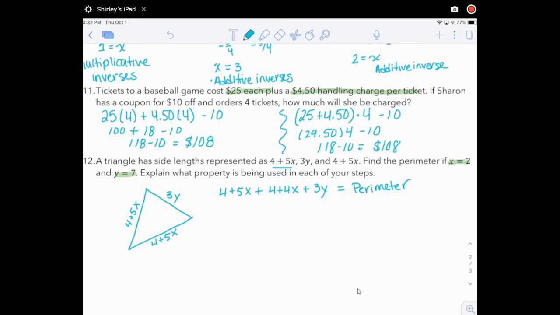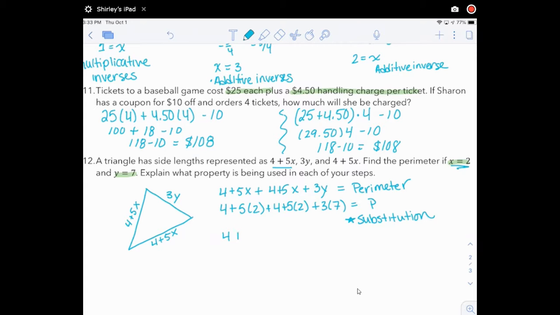At this point, I know some values. I know that x is equal to 2, so I can say that 4 plus 5 times 2 plus 4 plus, I wrote this wrong up here, huh? Plus 3, be careful now that I notice that's a y, I have 7, equals, again, my perimeter. So what did I use there? That was my substitution property.